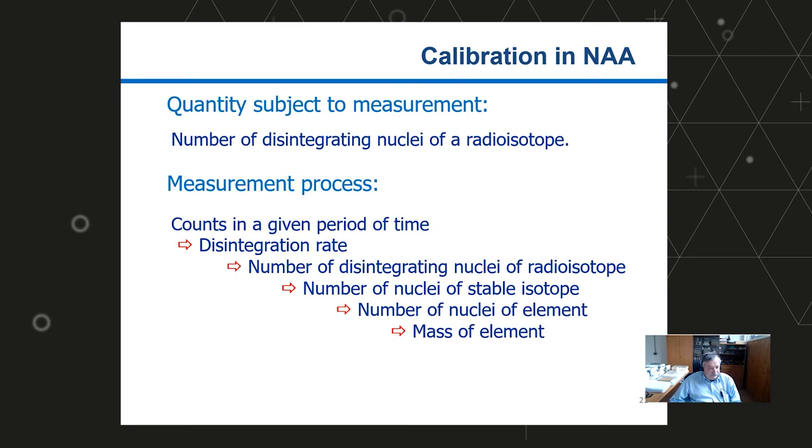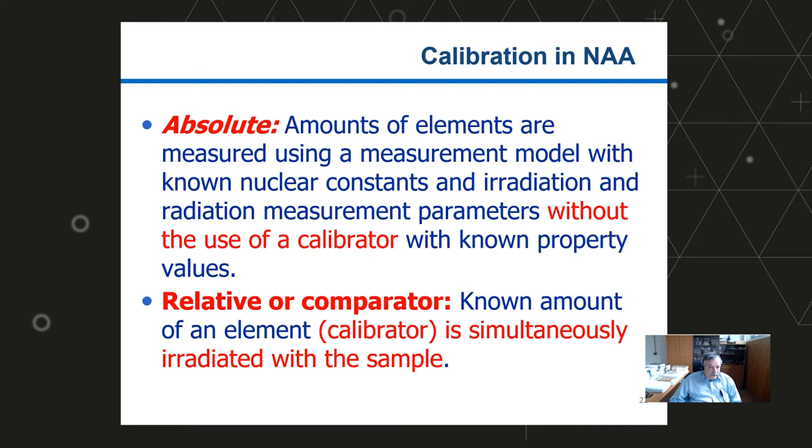Now with respect to calibration, the quantity subject to measurement is the number of disintegrating nuclei of the radioisotope. And so we measure the counts in a given period of time. Then we get the disintegration rate by this. This gives then the number of disintegrating nuclei of the radioisotope. From this we get the number of nuclei of the stable isotope. From this we get the number of nuclei of the element present in the sample, and finally we calculate the mass of the element.